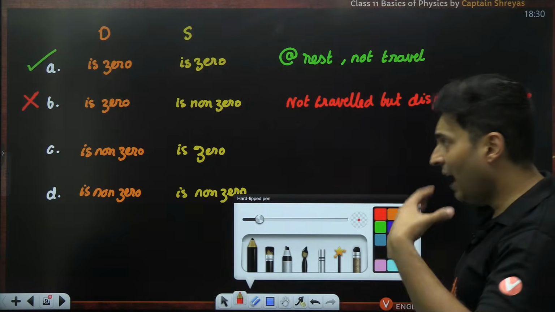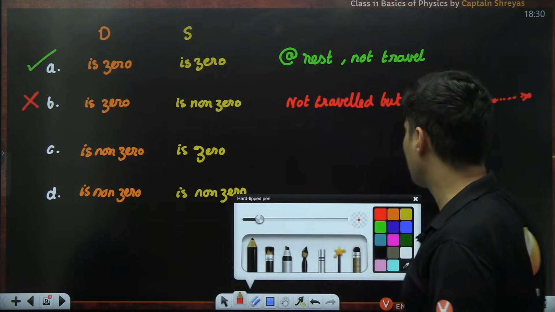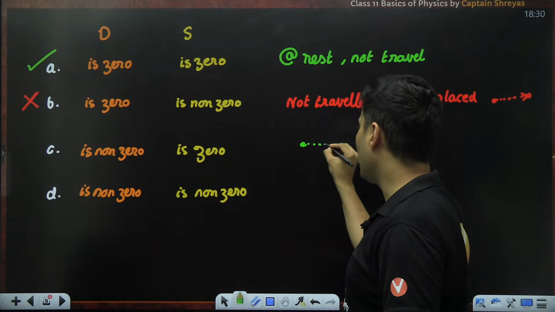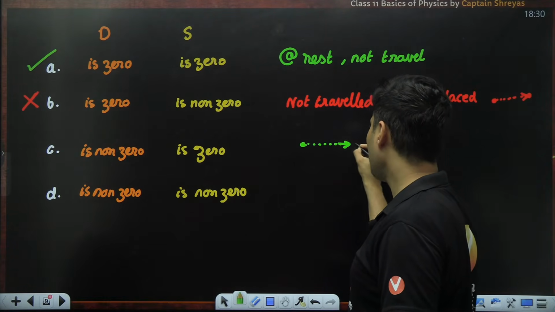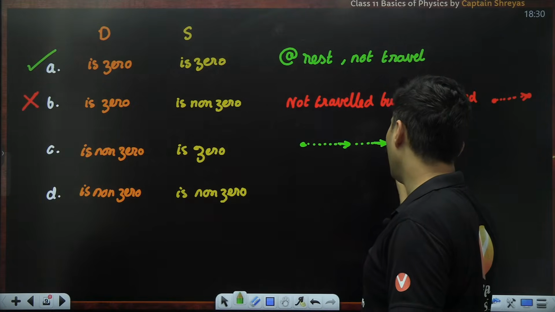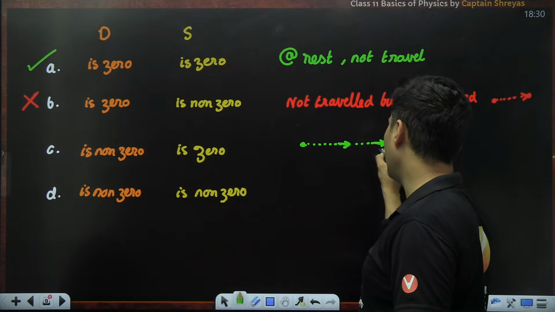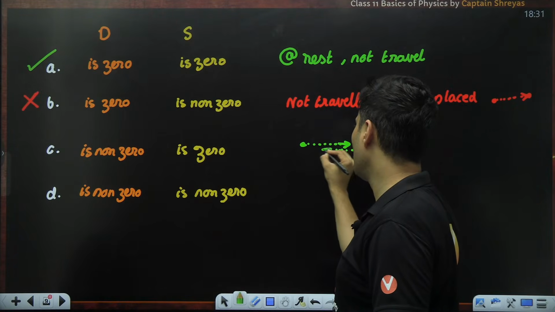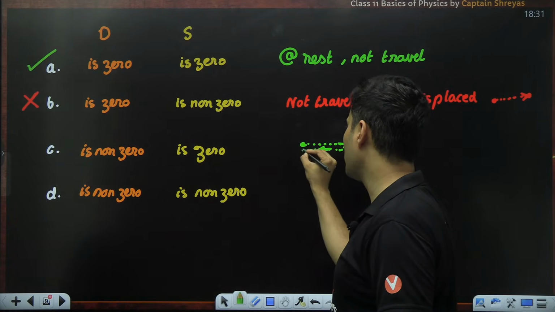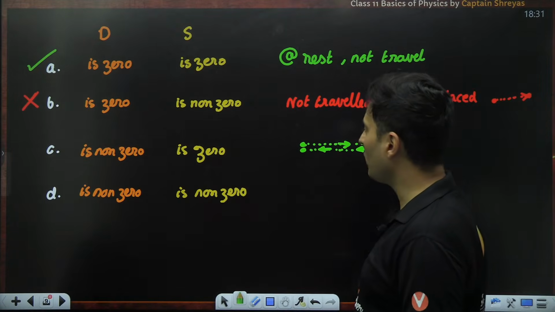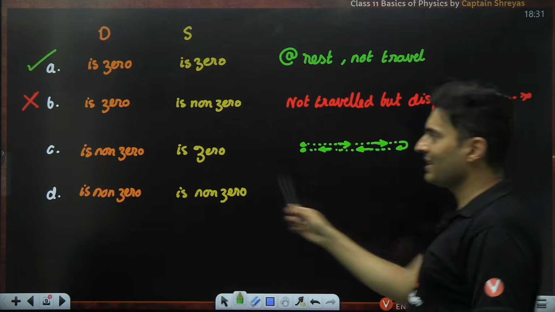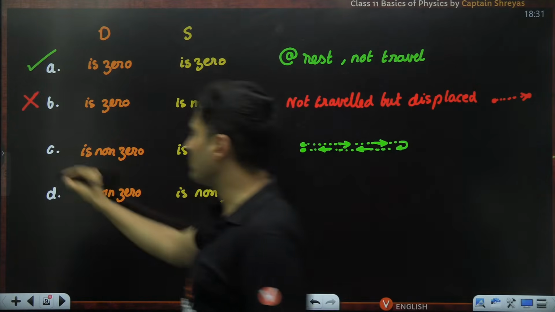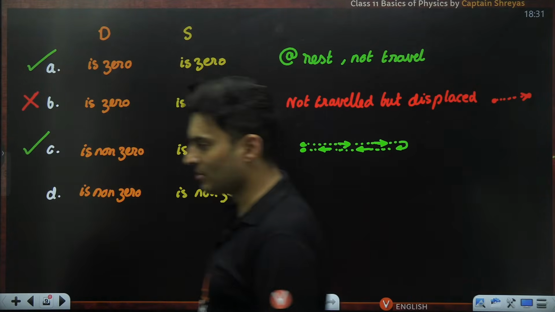Okay, I have traveled, but my displacement is not there. Think about it. If I start from a point, I go forward like this, I go forward like this, and I take a U-turn, and I come back basically to my original location. In this process, I have traveled some distance, but there is no displacement. So 100% this is possible.